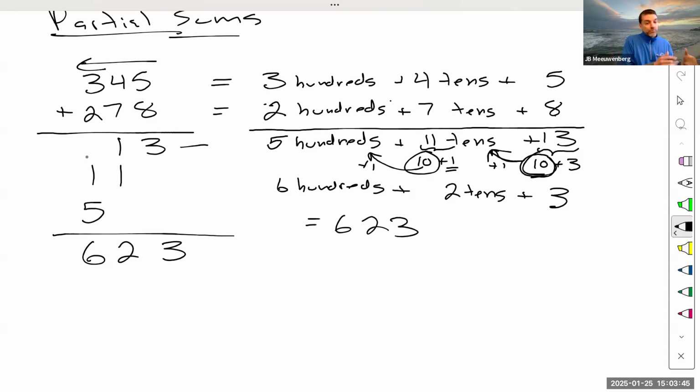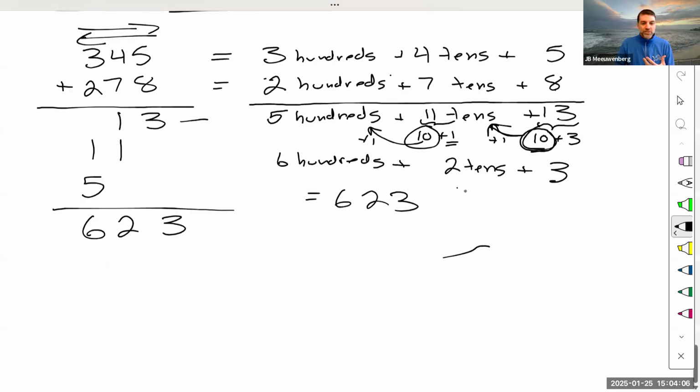Some children learn from reading. We read left to right. So some children find it natural to add in that direction as well. And there's nothing wrong with that. There's nothing wrong with doing your addition from left to right, as long as you understand what it means and how to develop some sort of notation that works for you.